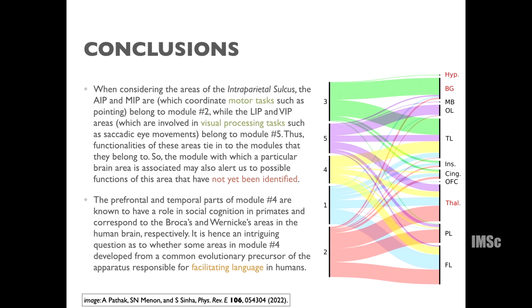We find that two of the nodes which belong to module 2 tend to coordinate motor tasks, and motor tasks, if you remember the slide earlier, are partly what we identified as the role of module 2. So that's interesting. Similarly, the LIP and VIP areas are involved in visual processing tasks, and sure enough, they belong in module 5. So that's consistent with what we've been finding so far in terms of the functionalities of these modules.